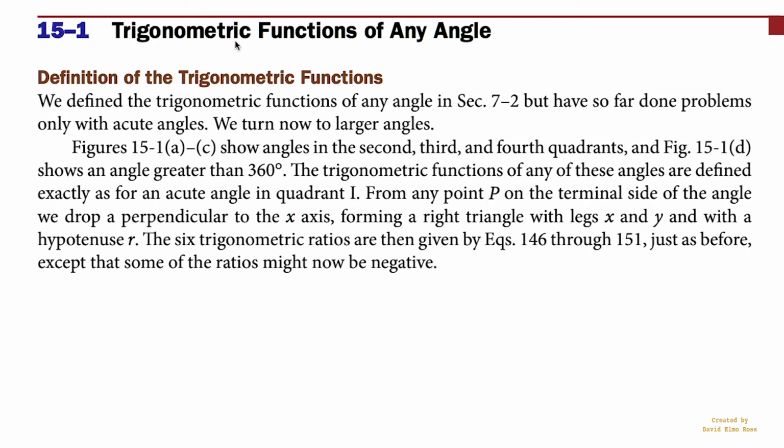We're going to do trigonometric functions of any angle. So far we have done problems only with acute angles less than 90 degrees. Now we're going to look at larger angles. So far we've only dealt with the first quadrant. Now we're going to deal with second, third, and fourth quadrants to figure out our sine, cos, and tangent for various angles greater than 90 degrees.